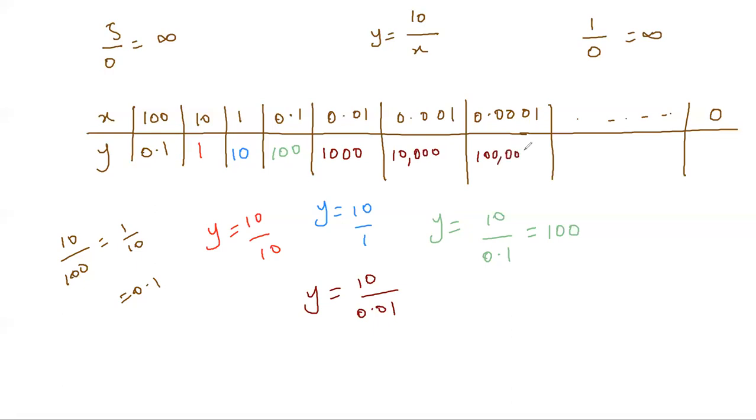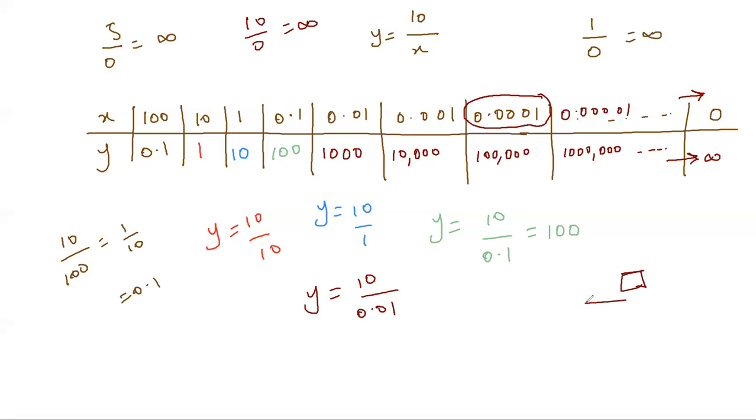Similarly, this will become 10,000. This will be 100,000. You see that this is such a small number that you're dividing 10 with, and your answer is such a big value. Let's say you take 0.00001, that would be 1 million. So if you keep on decreasing this denominator and it approaches zero, this approaches infinity. So that is why 10 over zero will be infinity. You can generalize that if there is anything over zero, that is going to be infinity. Got it, boys? Yes.